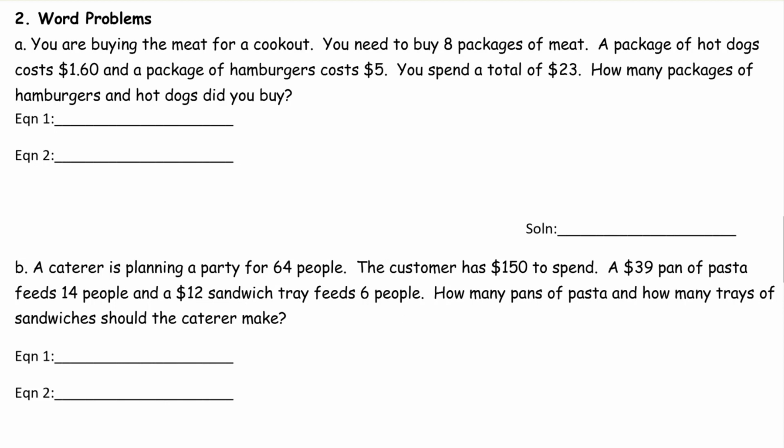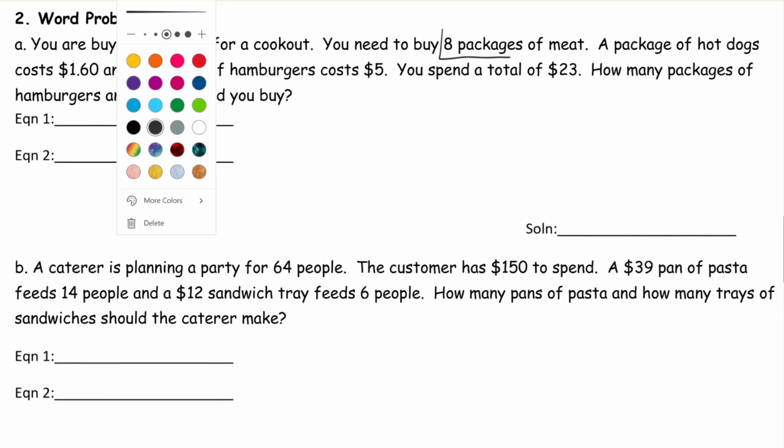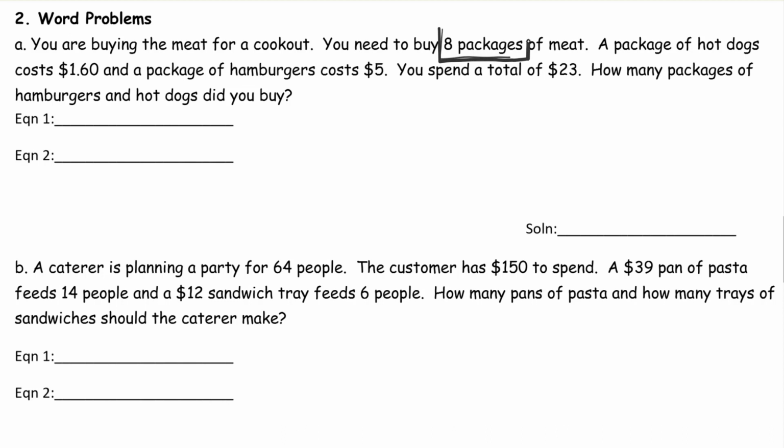So we're buying 8 packages of meat, right? So if we have 8 packages, that means our equation is going to equal 8, right? And we've got hot dogs and we've got hamburgers. So let's call hot dogs D, so dogs plus H for hamburgers.